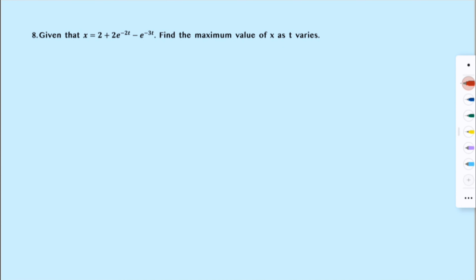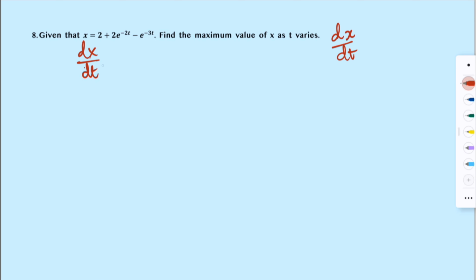Given that x is equal to 2 plus 2e to the power negative 2t minus e to the power negative 3t, find the maximum value of x as t varies. For us to find the maximum value as t varies, it means we have to first find the derivative of x with respect to t. Then we substitute it and get the y value as well.